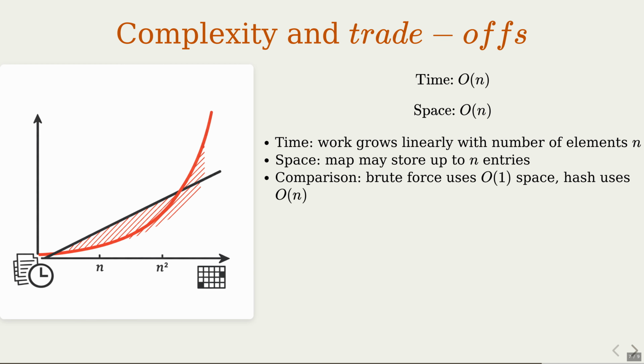In summary, the map lets us avoid considering all possible n-squared pairs explicitly, while still guaranteeing we find a matching pair if one exists.